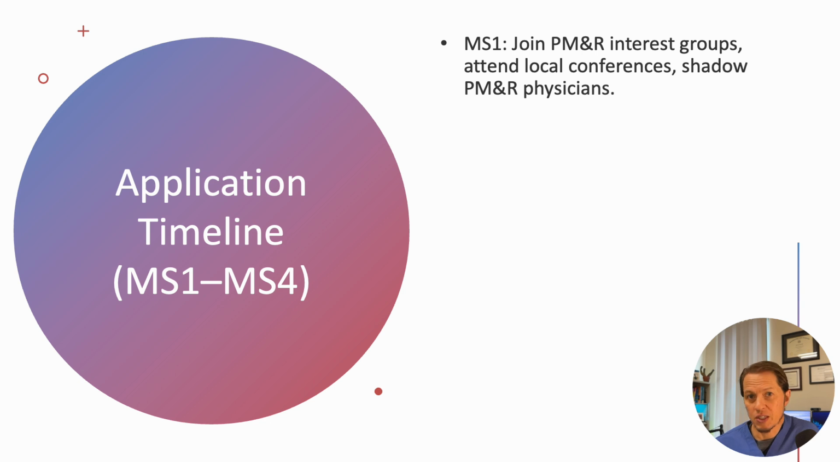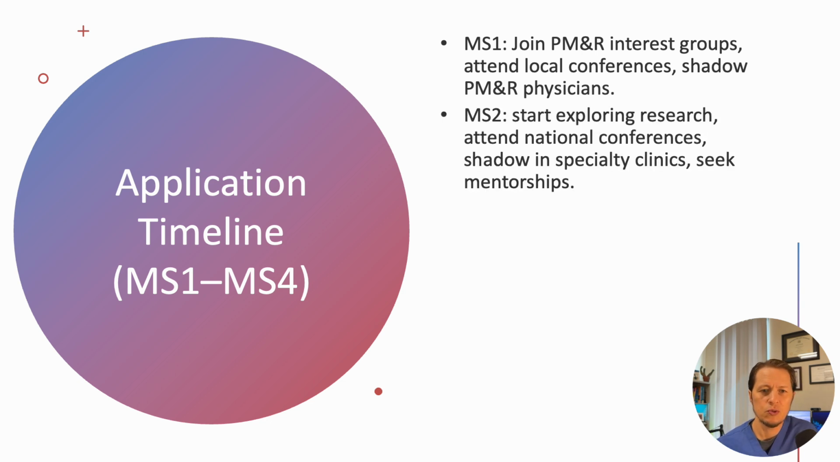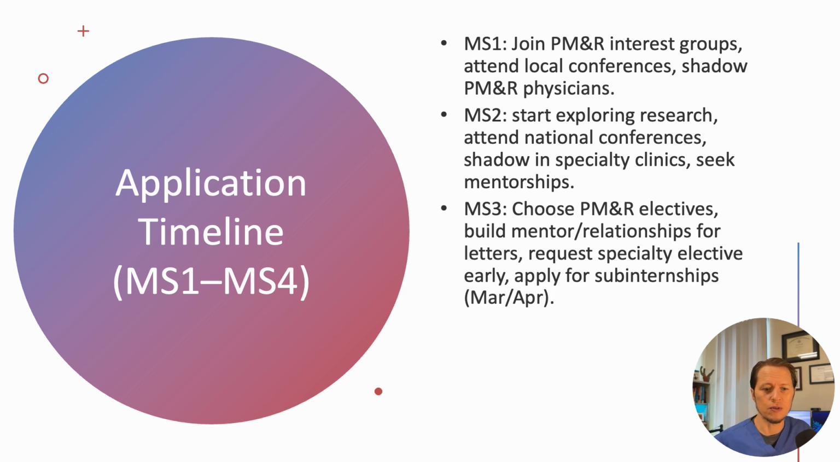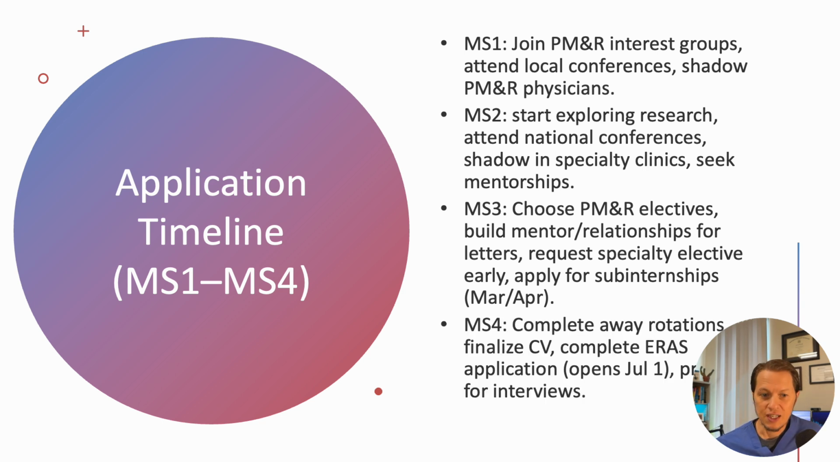So MS1 is all about exposure, right? Joining interest groups, attending local conferences in your region, and shadowing the PM&R physicians in your area. MS2 is when you start building those research, the mentorships, this time going to national conferences, broadening out from the local. MS3 is pretty critical. This is where you choose your PM&R electives early and apply for those all-important sub-Is. MS4 is, of course, the execution phase. This is where you do your away rotations, your ERAS, and your interviews.